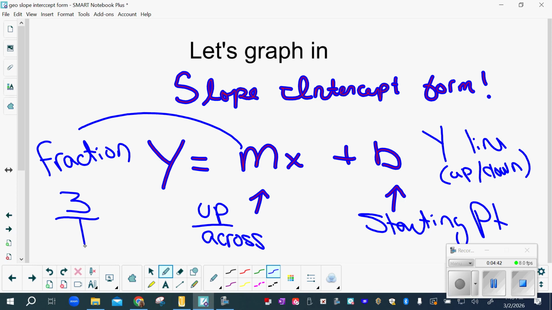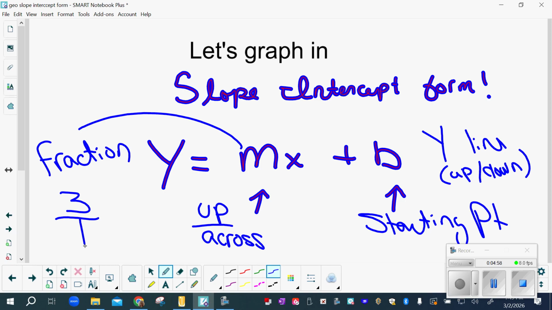So we have 2 parts to our equation: the starting point, the y line, up and down. And this is our up and across, our directions, and we want them to be a fraction.